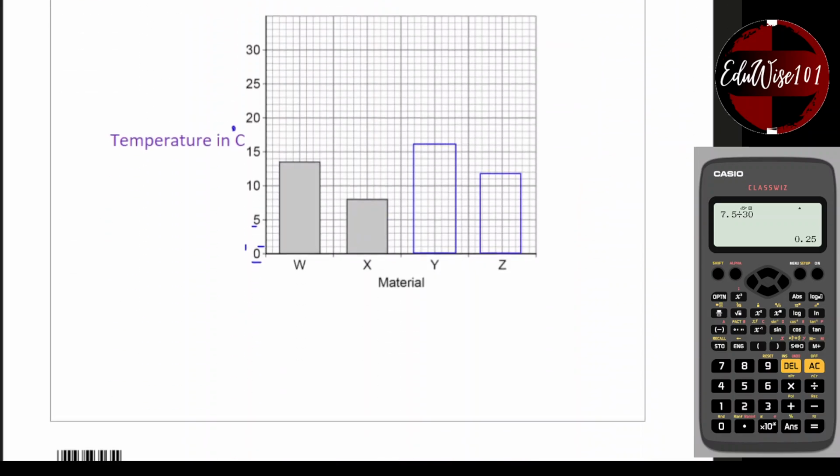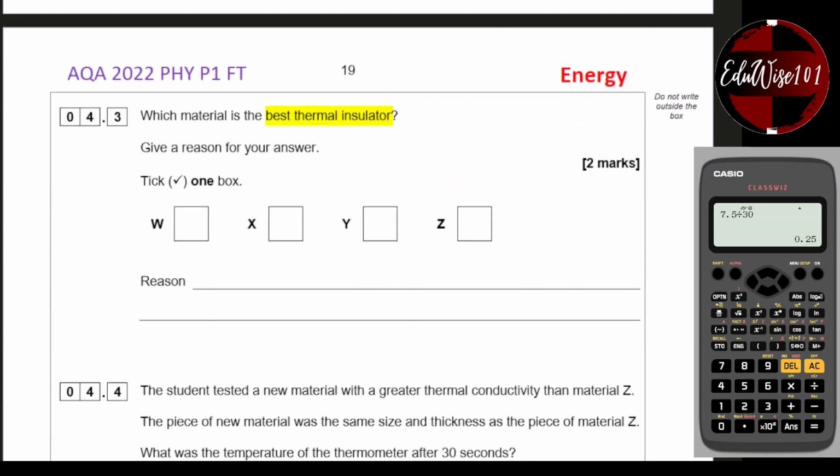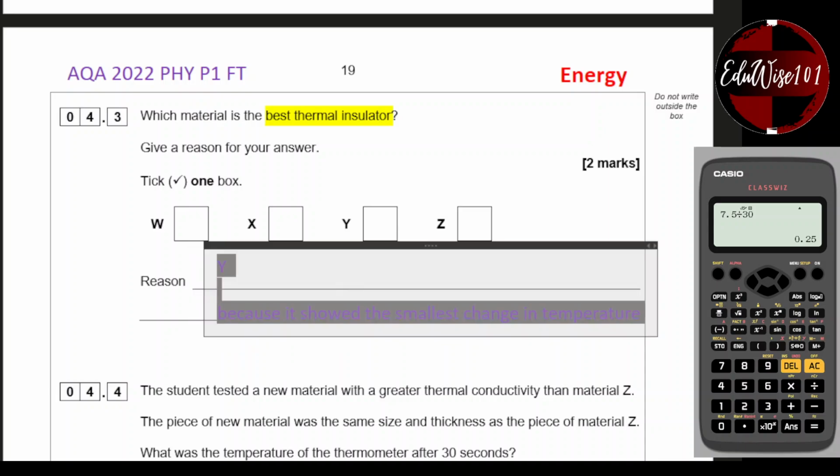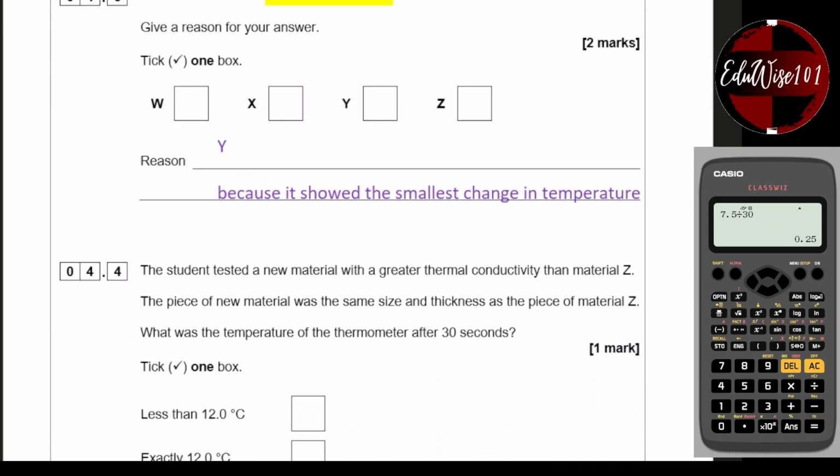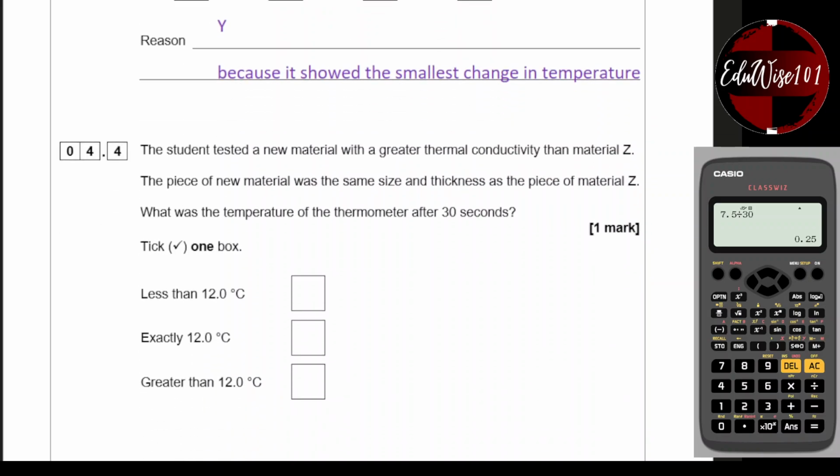So the best thermal insulator is material Y. The reason would be because it showed the smallest change in temperature, or you could say the temperature dropped by the least for material Y. Question 4.4.